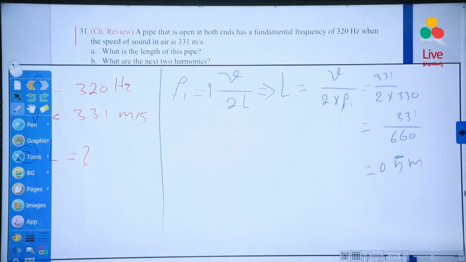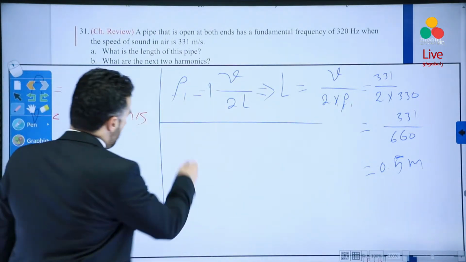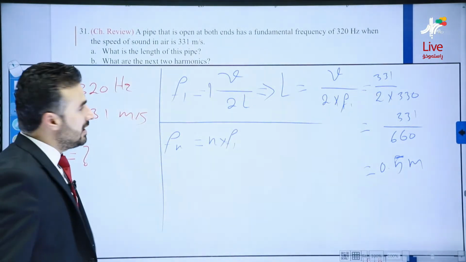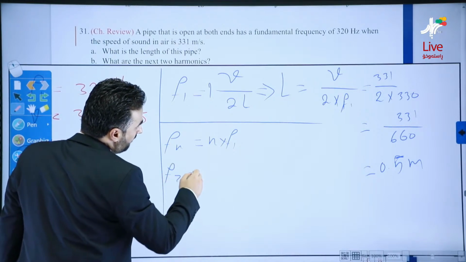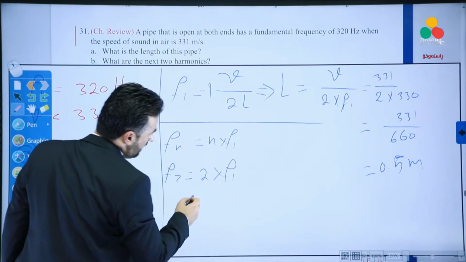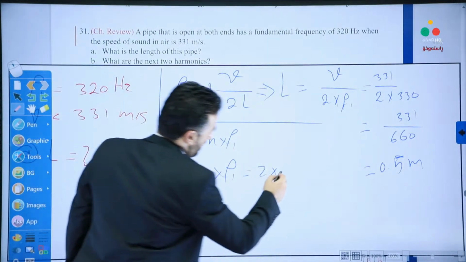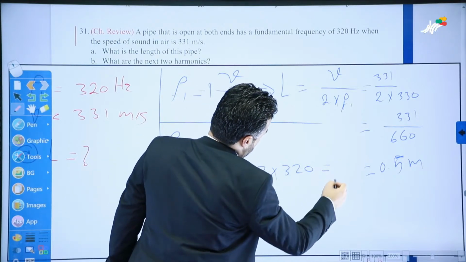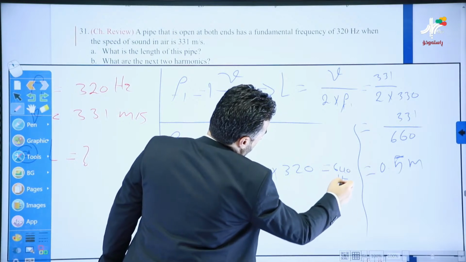All right, what is next? It says, what are the next 2 harmonics? Now, in order to find this, there is one very easy way. We do know that Fn equals n times the fundamental frequency. So if this is the fundamental frequency, the next one we can say F2. So F2 equals 2 times F1, correct? What is F1, by the way? That is 320. So 2 times 320 is going to be 640 hertz.